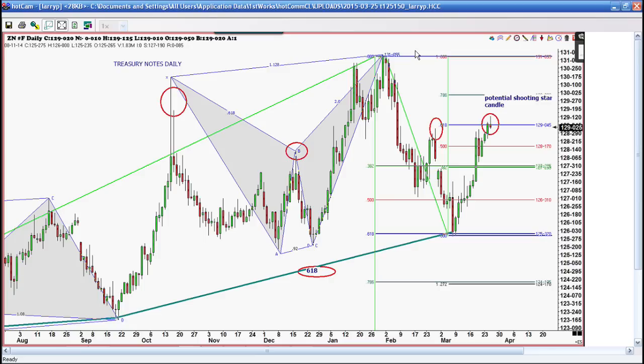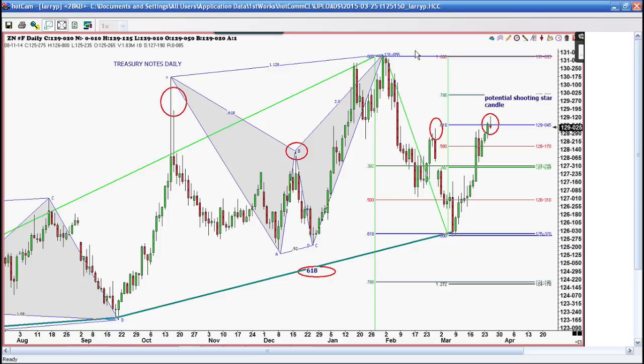But if we close at 129.08 to 129.10, then this would not be a shooting star pattern. Now, if you're bearish, you'd like to see it close as low as possible. Ideally, it would close at 128.24, something like that. That would really put the pattern into play. So that would tell you that today's high would be very important.